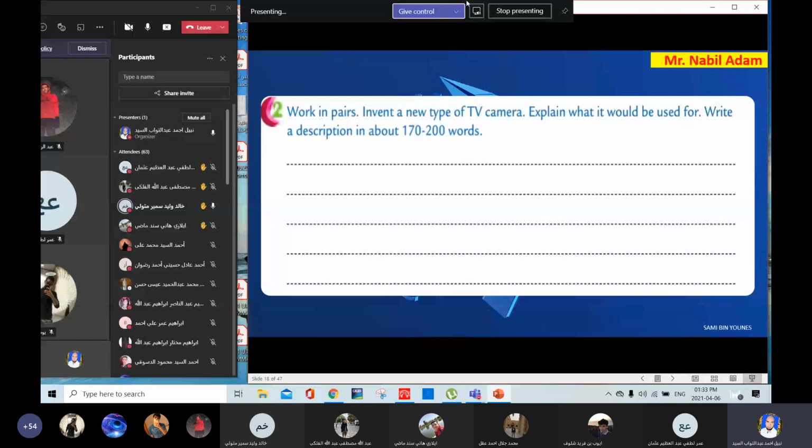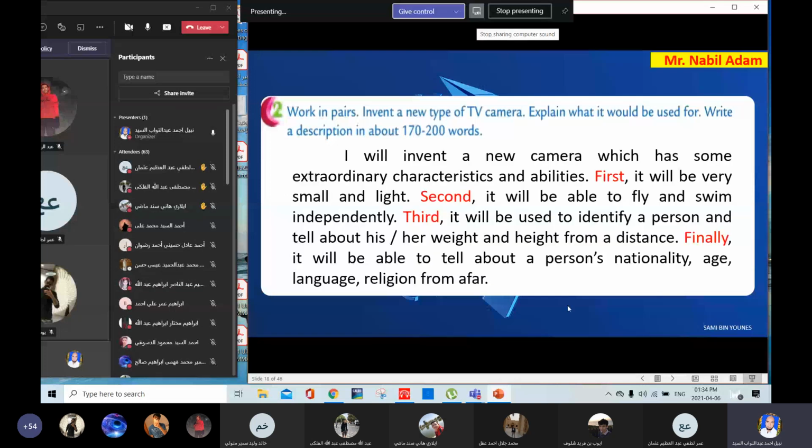Okay, now let's hear a sample model for the writing task here. I will invent a new camera which has some extraordinary characteristics and abilities. Here, so this is the main topic. First, it will be very small and light. Second, it will be able to fly and swim independently.